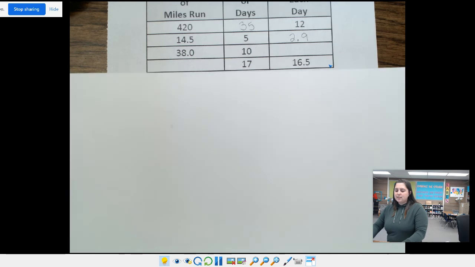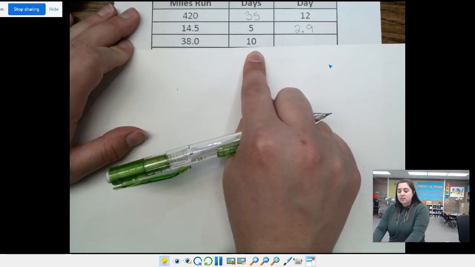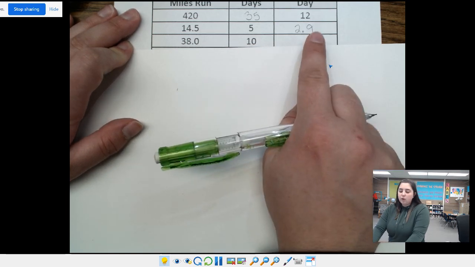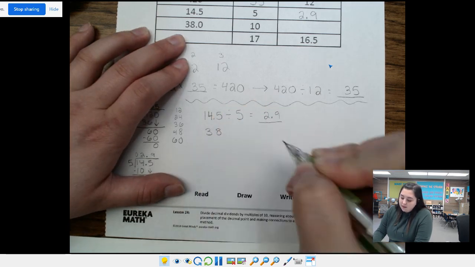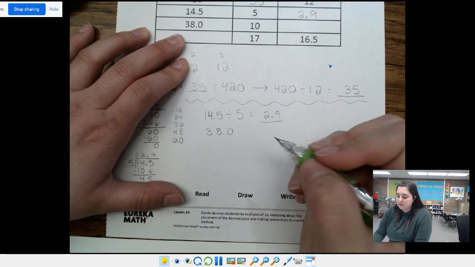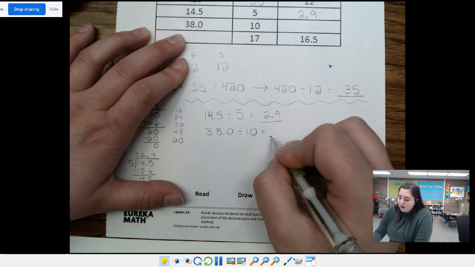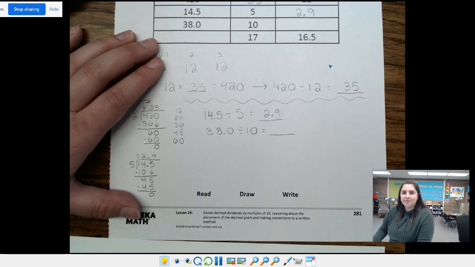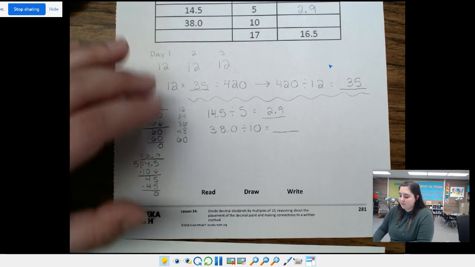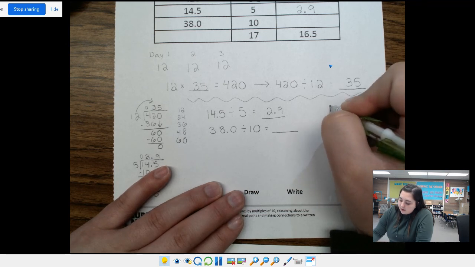This next line has that same setup. We know the total. We know how many days we need to divide it by. I want you to figure out how many miles were run. So 38, or 38.0, it means the same thing, divided into the 10 days. Figure out how much was run total. Pause, and when you're ready to come back, just check your work. So here's my 38 divided by 10.